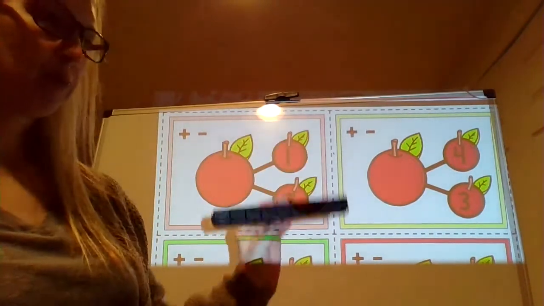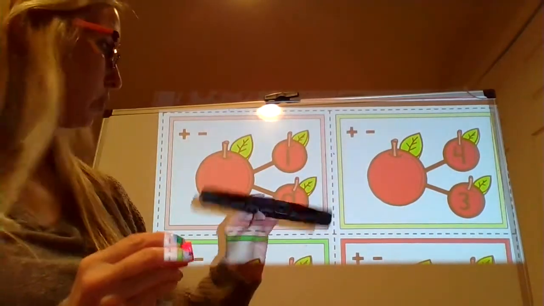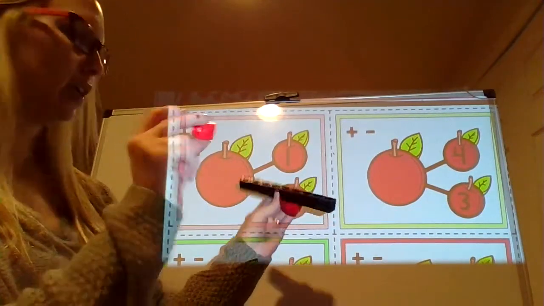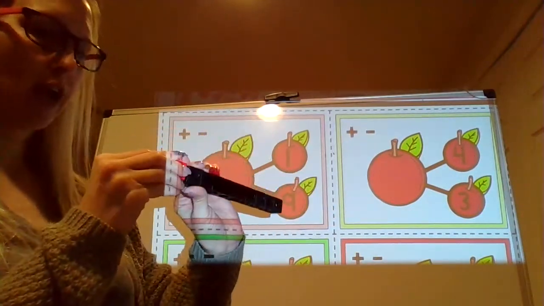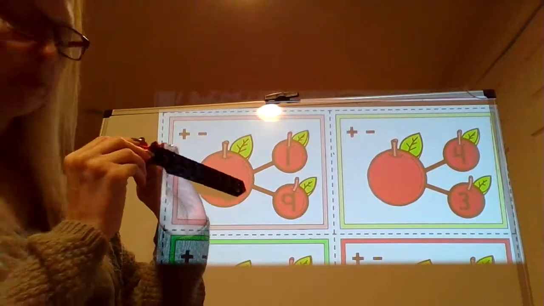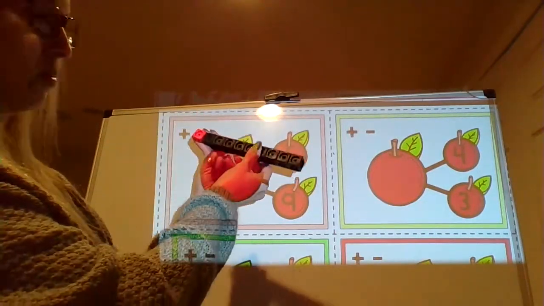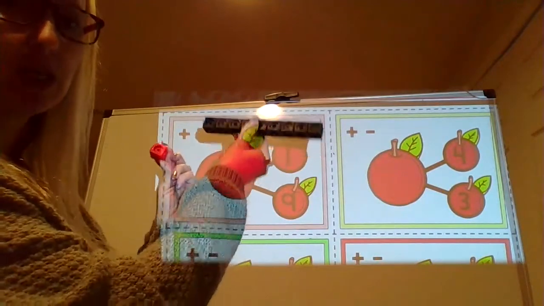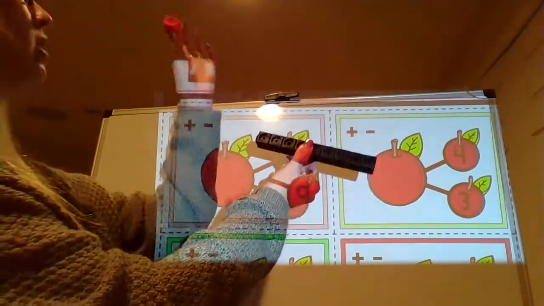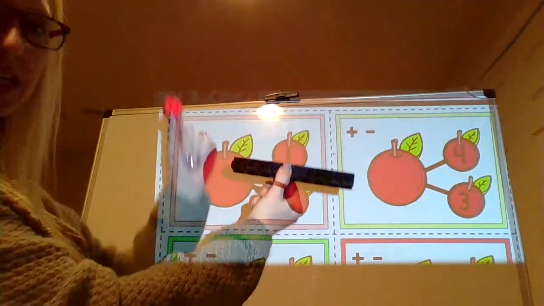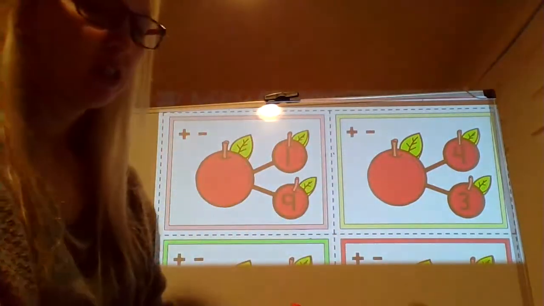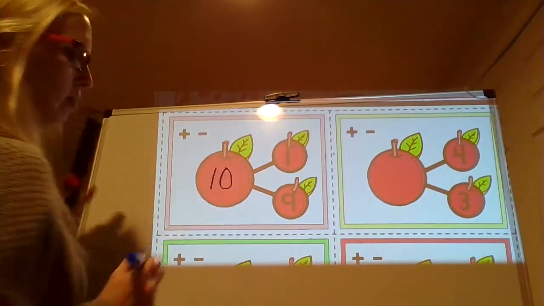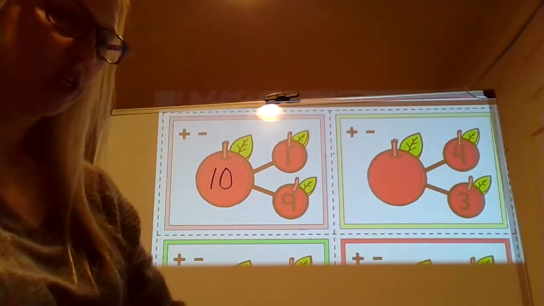So I've got 9 black cubes and 1 red cube. And we need to figure out how many of that is all together. 9 plus 1. So we're going to count on. Remember, we're going to count on using the bigger number. So 9, what comes after 9? 9, 10. So 9 plus 1 equals 10.